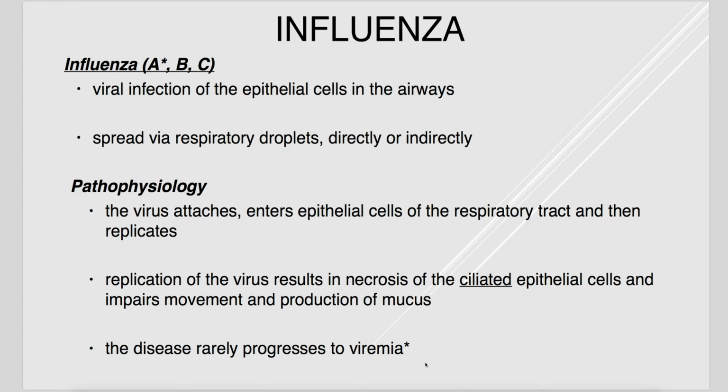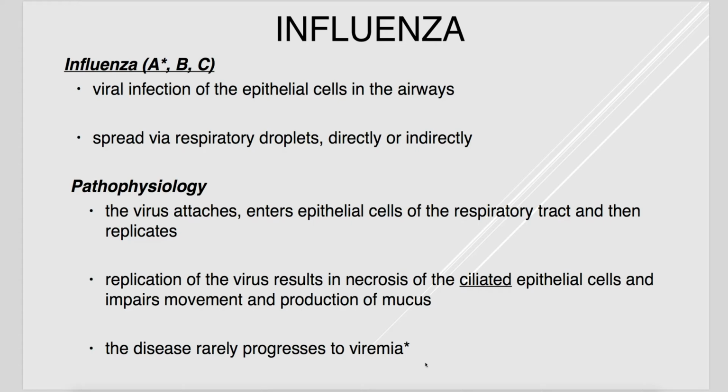And the problem with that is these epithelial cells are ciliated, and the cilia is important for moving mucus up and out of the respiratory tract. So when you lose that, you can have settling of mucus down deeper in the lungs, and that can bring bacteria and allow bacteria to kind of set up shop, and that can result in a secondary bacterial pneumonia.